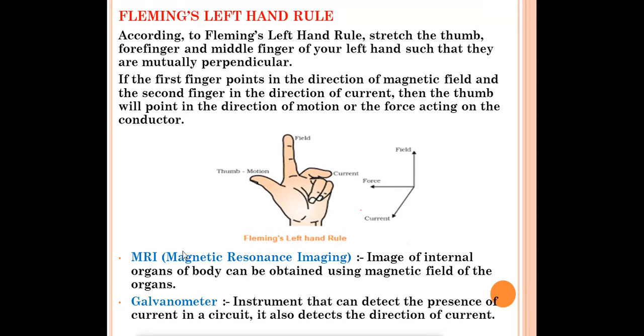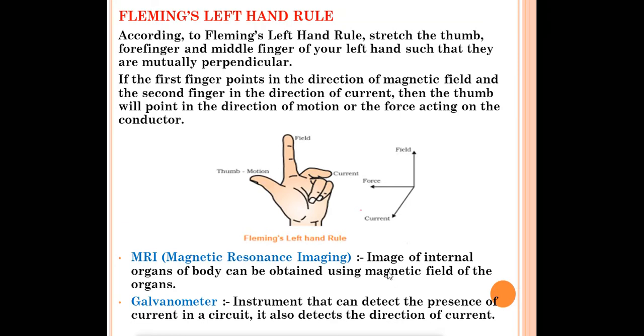Now, in this we have to read about MRI and galvanometer. What is MRI? Magnetic resonance imaging. In hospitals, when you have any injury in your internal body parts, doctors do this test, MRI. Magnetic resonance imaging: an image of the internal organs of the body can be obtained using the magnetic field of the organs.